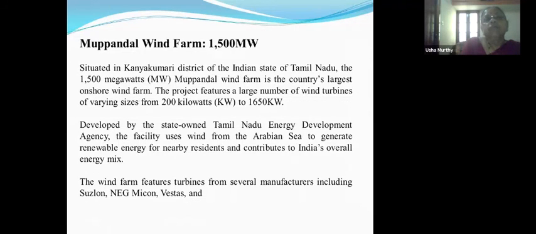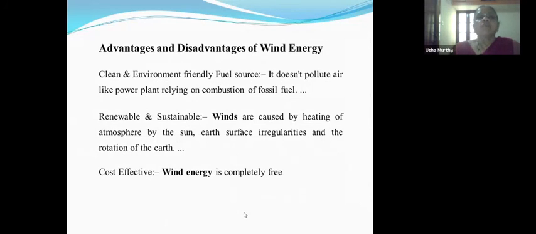These are about the wind farms, and then the Uppandal wind farm is also there. This is situated in the south, in Kanyakumari district of Tamil Nadu, with about 1,500 megawatts. This is the country's largest onshore wind farm. It has a large number of wind turbines of varying sizes, from 200 to 1650 kilowatts. This is the one from the south.